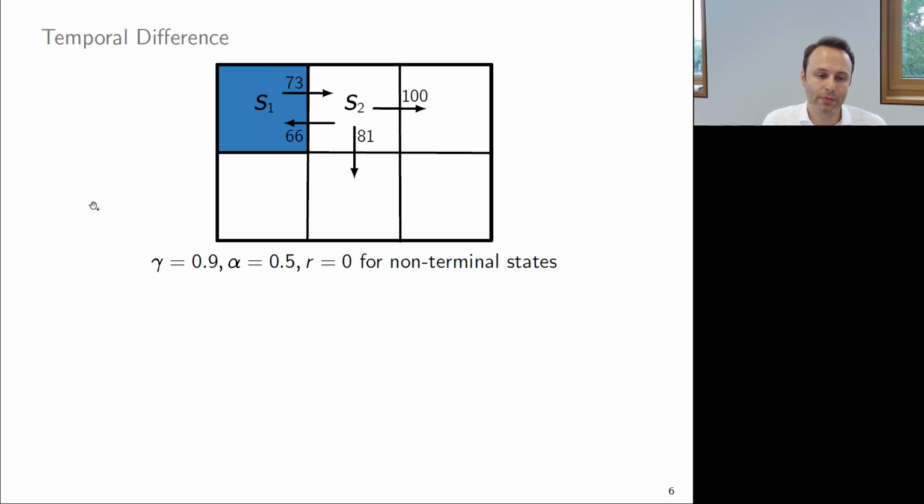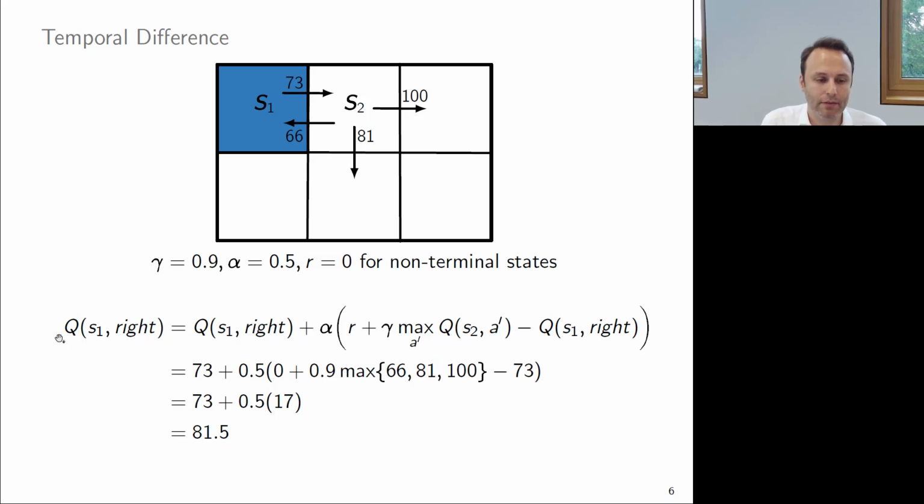Now, assume that we have a discount factor of 0.9 and a learning rate of 1/2. It could be a different learning rate depending on perhaps the number of times we visited that state already. And for simplicity, we have no rewards for non-terminal states. Now, the question is, what is the quality function of the state action pair when we are in state S1, so here, and take the action to go right?